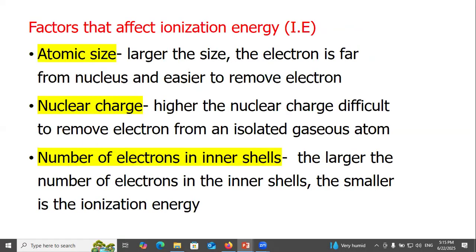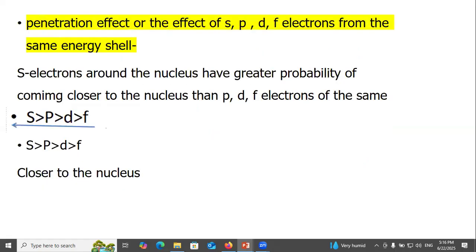Factors that affect ionizing energy: atomic size. With a larger size, the electron is far from the nucleus and easier to remove. Nuclear charge: the higher the nuclear charge, the more difficult it is to remove the electron from the isolated gaseous atom. Number of electrons in the inner shells: the larger the number of electrons in the inner shells, the smaller the ionizing energy.